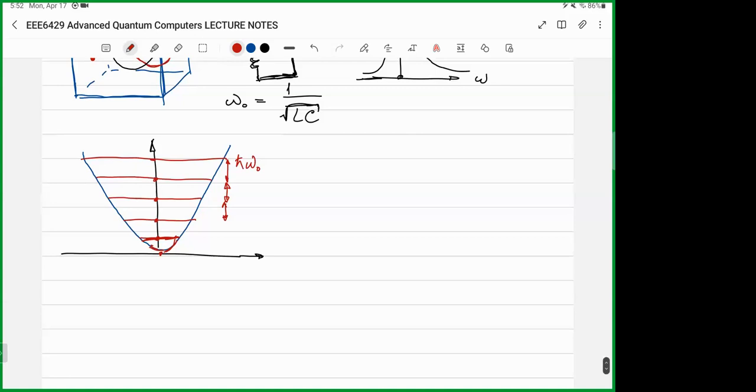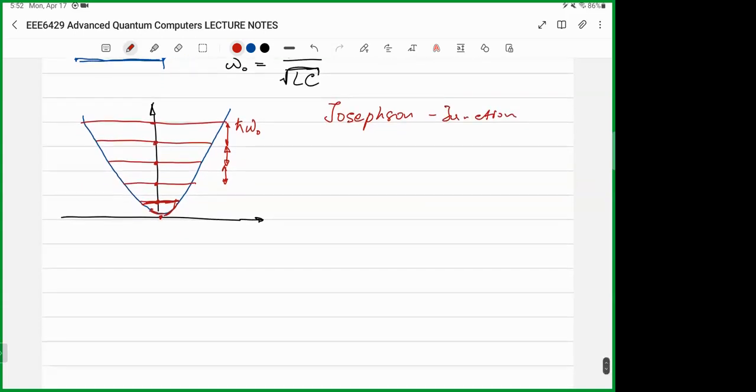Let's write this here. Josephson Junction. Josephson Junction. So what is a Josephson Junction?